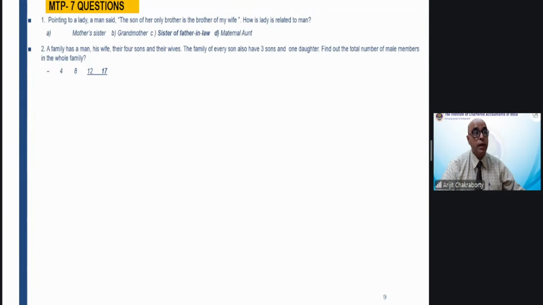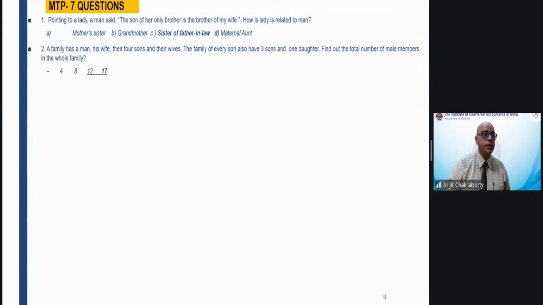So therefore, who is the lady? So here we can see who is the lady here. We can see that now the relation is like this. Pointing to the lady, the man is saying, lady's brother's son. Lady's brother's son is the brother of my wife. So the man's wife, his brother.